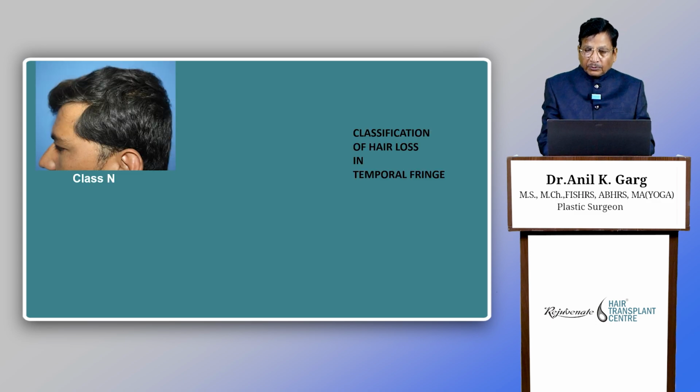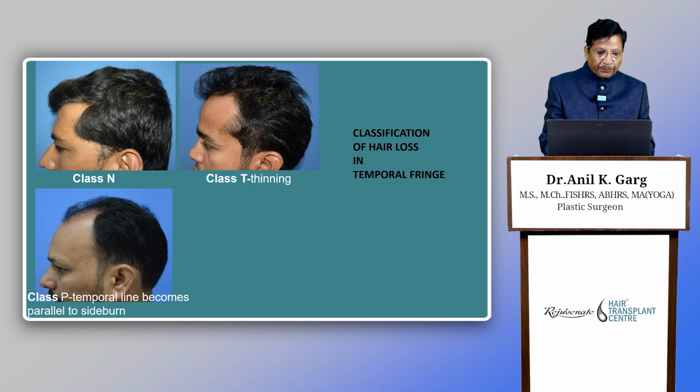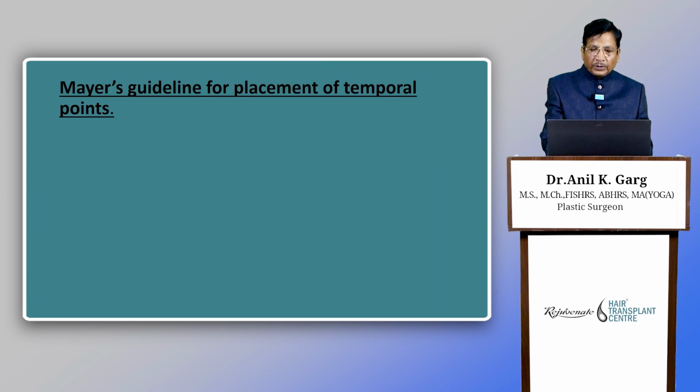This is the classification of temporal hair loss in the temporal fringe area. Class 1 has no receding, no thinning. Class T has thinning but the TP is maintained. Class P, the temporal line becomes parallel to the sideburn. This needs reconstruction. Class R, the temporal line becomes C-shaped, meaning reverse. This again needs reconstruction of the temporal fringe.